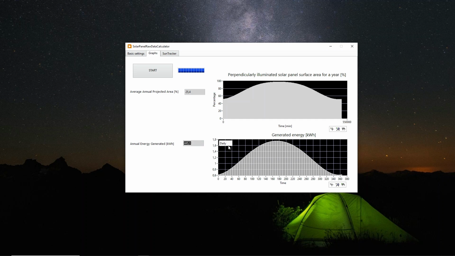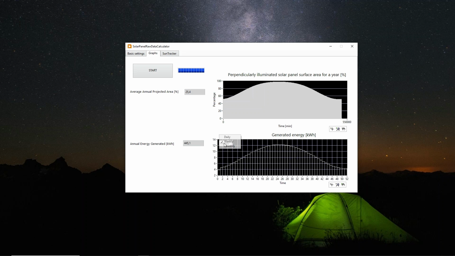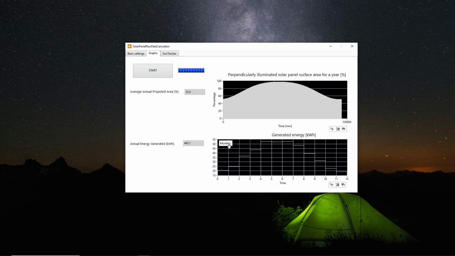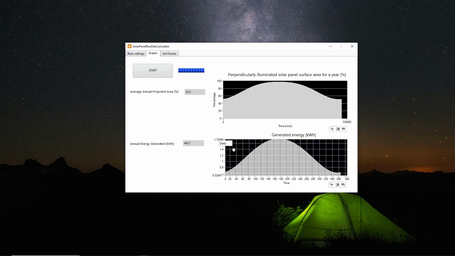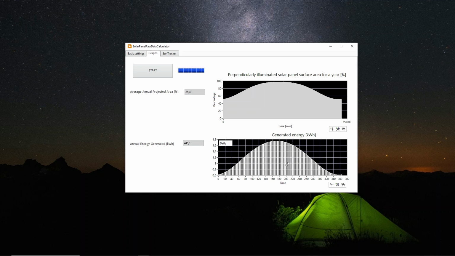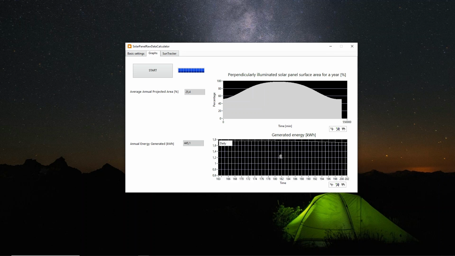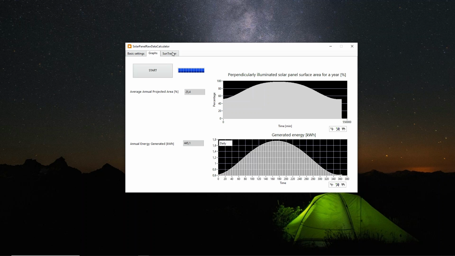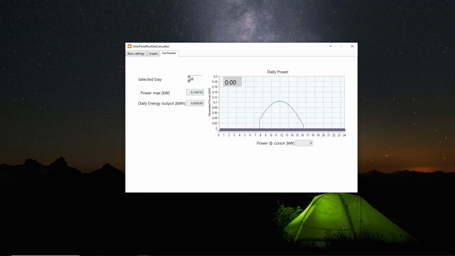You can examine the energy generation daily, weekly, or monthly. It means that if every condition is perfect, like no cloudy days, no solar panel temperature dependency, etc., the system could produce this amount of energy. You can see here how the generated energy is changing throughout the year. On the last tab you can analyze the output power and the generated energy for each day. Let's see the output on day 30, which is end of January, and day 180, which is end of June.